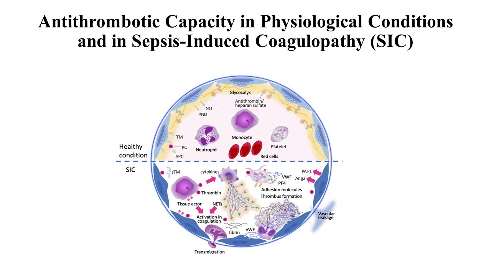Overall, the slide illustrates a fundamental shift in sepsis from a balanced anticoagulant endothelial phenotype to a prothrombotic, inflammatory, and dysfunctional state, which contributes to organ failure and the progression toward disseminated intravascular coagulation.